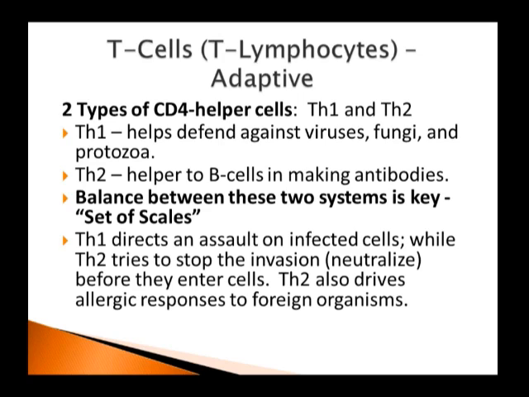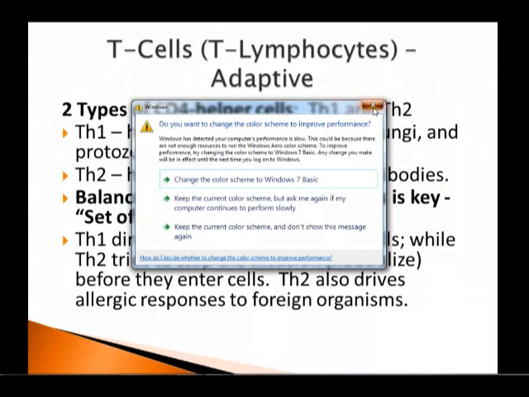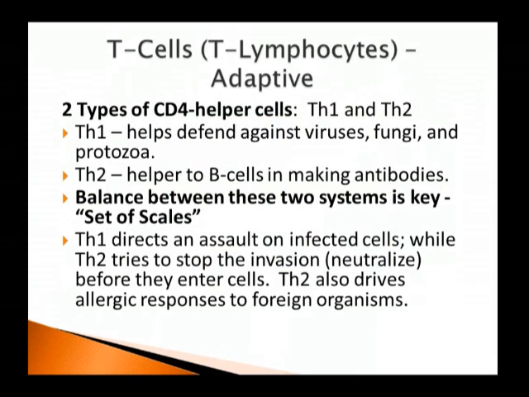So the T helper 1, T helper 2. T helper 1 is the part of the immune system that tends to help fight viruses, fungus, protozoa, and it's the T helper 2 that is helping these B cells to make antibodies. And there needs to be a balance, so it's a set of scales approach. There has to be a balance. One system regulates the other. You can't have one system getting too far out of sequence or you'll cause an imbalance in the immune system.